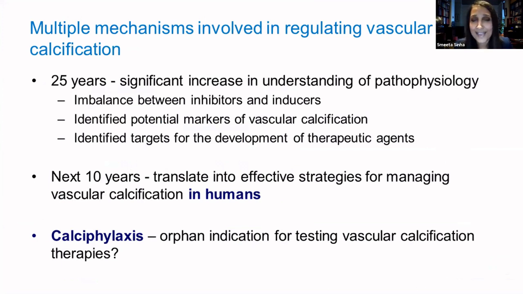And I'm hoping that one of our panelists will talk a little bit more about one of them in particular. And we've identified targets for the development of therapeutic agents. So hopefully over the next 10 years, we can translate that into effective strategies for actually managing calcification.